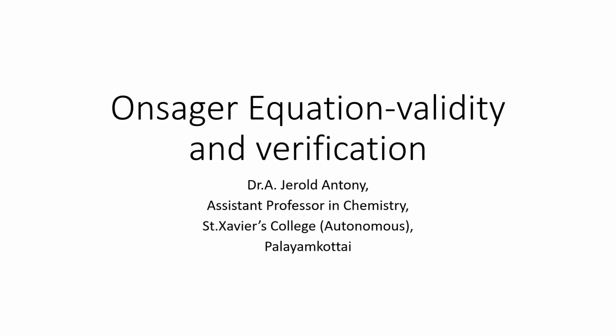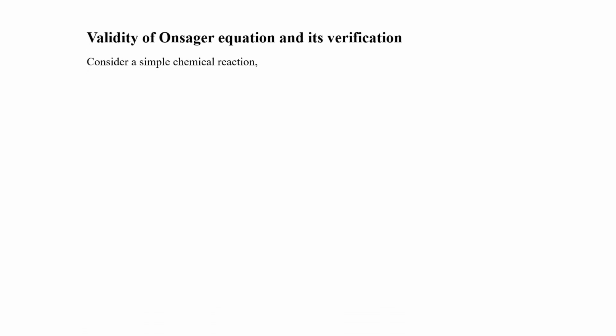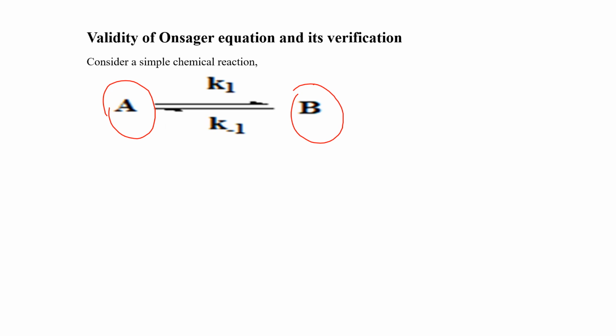So in the Onsager equation, consider a simple chemical reaction. Here the reactant A is converted into product B. In the forward reaction the rate constant will be K1 and in the backward reaction the rate constant is K minus 1.